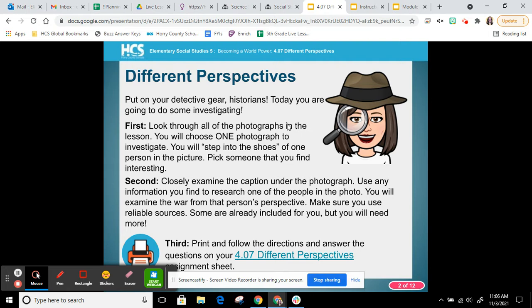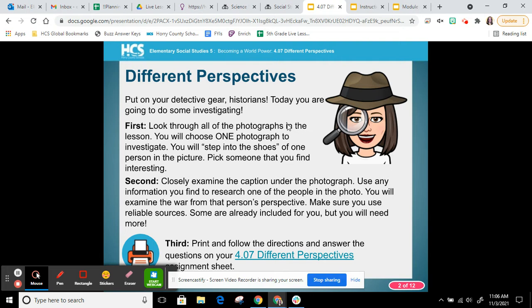With step 2, you're going to closely examine the caption under the photograph. You're going to use any information you find to research one of the people in your photo. You will examine the war from that person's perspective. Make sure you use reliable sources. Some are already included for you, but you may need to use more research.